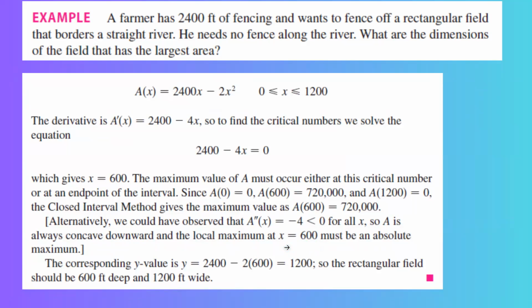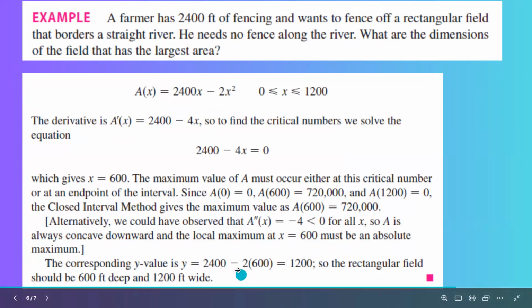So since x is 600, your y, which is 2,400 minus 2 times x, becomes 1,200. We found the dimensions of the rectangular field with the maximum area.